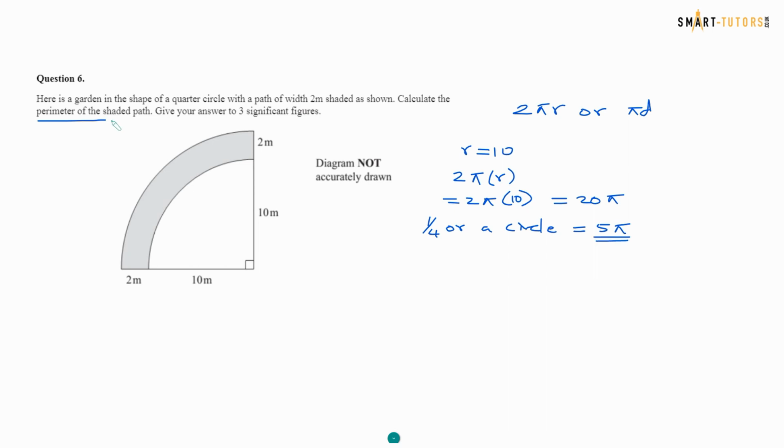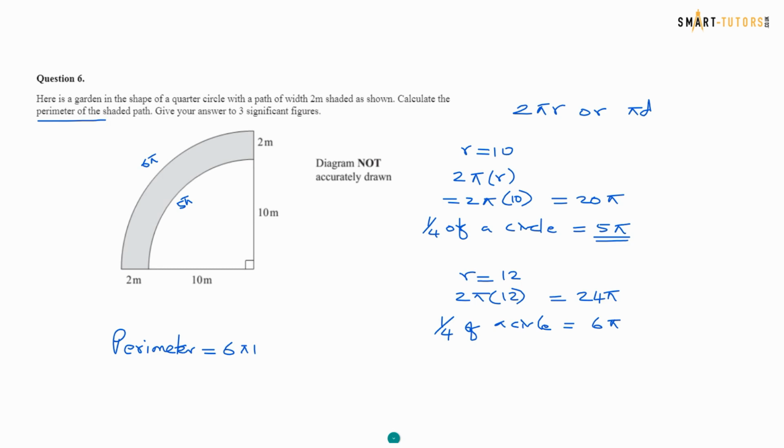And do the same thing for the bigger circle. So the radius is 12. So 2 pi times 12 is going to be 24 pi. And a quarter of the circle, divided by 4, is 6 pi. So what we got is this is 6 pi and this is 5 pi. For the perimeter, you're going to do 6 pi plus 5 pi, then remember to add the 2 and the 2. So 2 plus 2 is 4. So finally you got the answer 4 plus 11 pi.